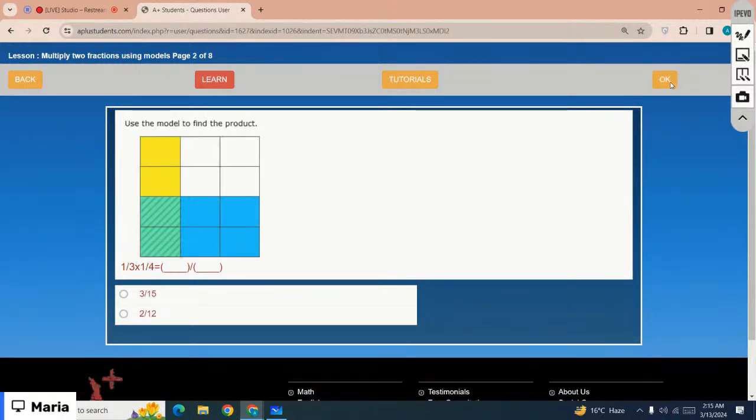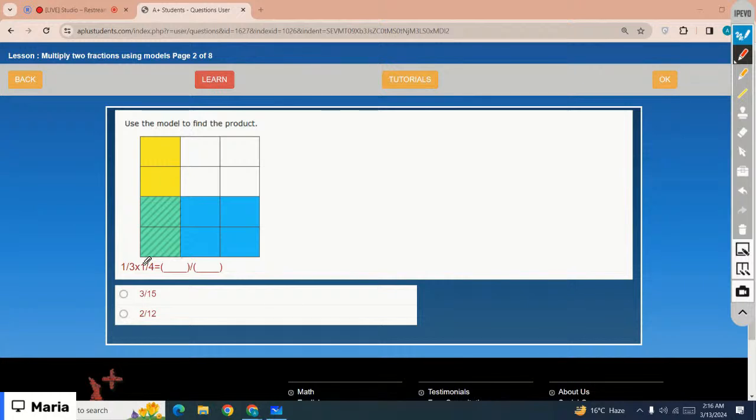Okay, the next one is use the model to find the product, that is 1 by 3 times 1 over 4. So which is the correct option? There is a mistake in the question, that must be 2 over 4, right? Why? This one represents 1 out of 3, only one column colored out of 3. But this one represents 2 out of 4, because two of them are colored out of 4, right? So that would be 1 by 3 times 2 over 4. You can see two of the portions have common color, that is 2, and they all are 12. So that is 2 divided by 12. Option number 2 is the correct option, right?